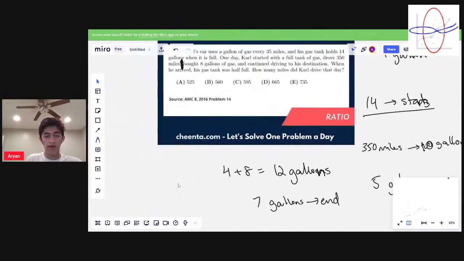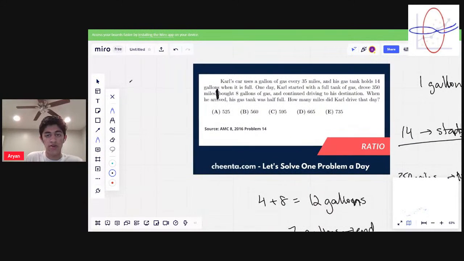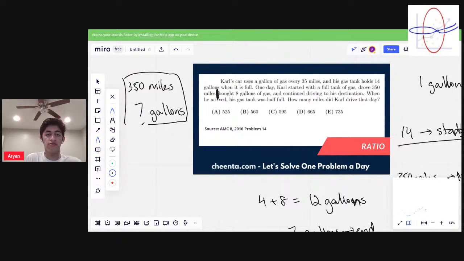Ultimately, we have a couple different units, but we know that he starts off driving 350 miles. He then stops for gas and then uses 7 gallons of gas. This is basically the total amount he drove, 350 miles plus 7 gallons worth of driving. The question is asking how many miles did he drive, so we need to convert our 7 gallons to miles. We know 1 gallon is 35 miles, which means 7 gallons would be 35 times 7 miles.